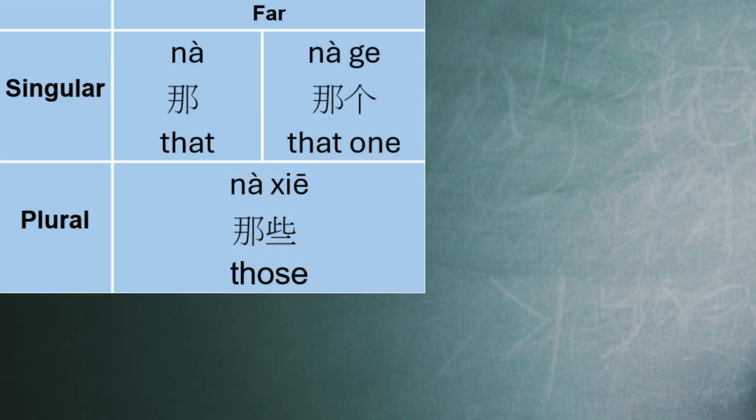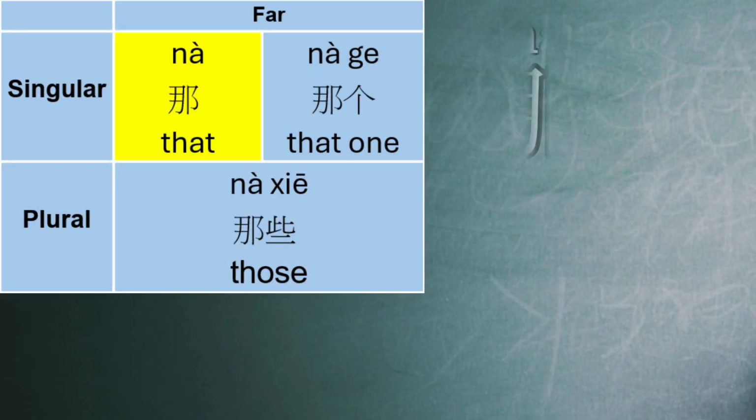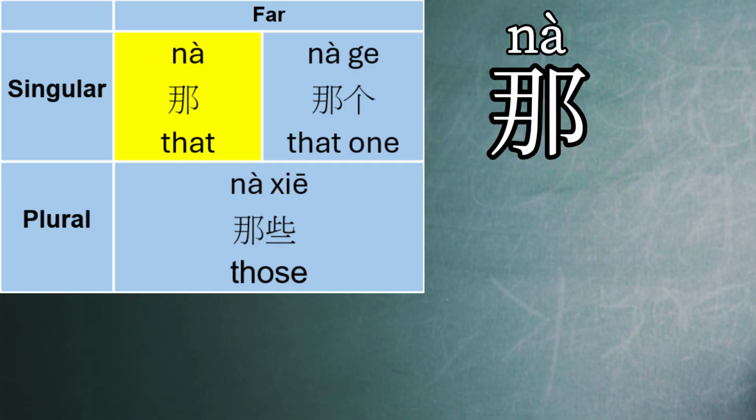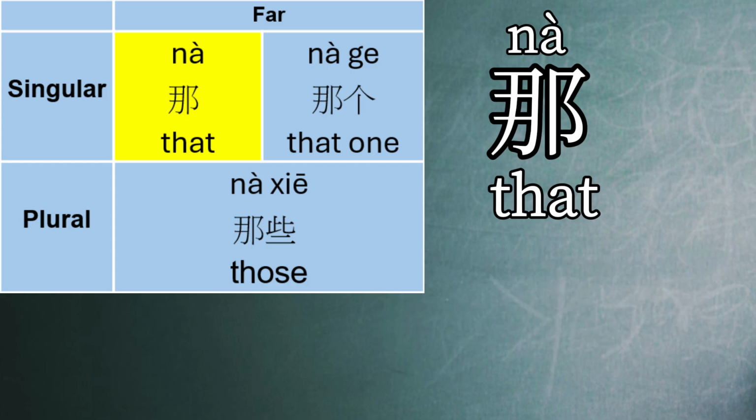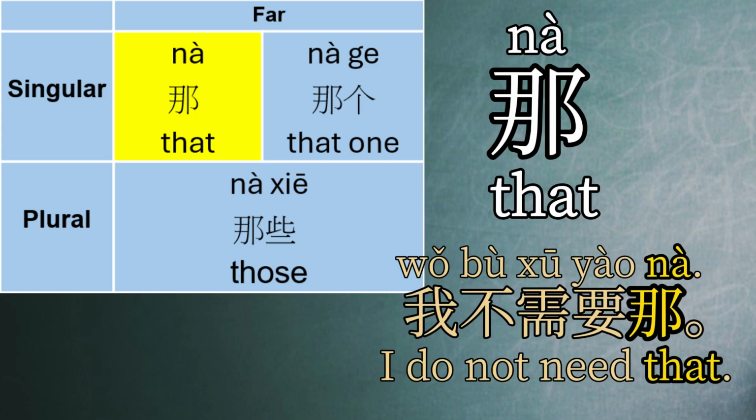Let us take a look at the far demonstrative pronouns. 那, that. 那是我的朋友, that is my friend. 我不需要那, I do not need that.